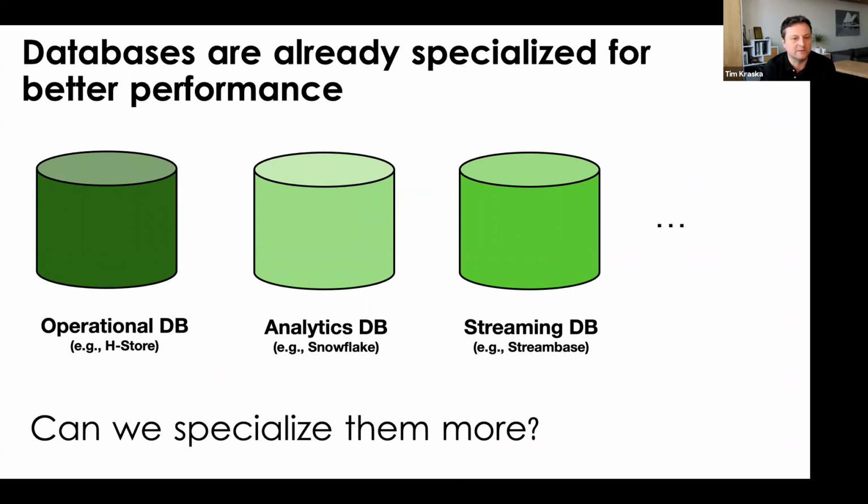So we have operational databases which are specialized for OLTP, like H-Store, Oracle, and co. We have analytics database systems, which normally use a different type of storage format, and they are optimized for long-running queries like Snowflake and Redshift and others. There are streaming databases and so on. So we already see this specialization happening. However, the question is, can we specialize them even more? Can we tailor a system entirely to a given workload and data distribution to get even better performance out of them?